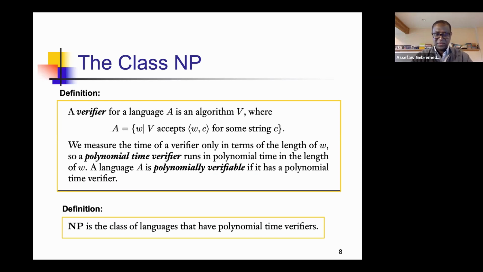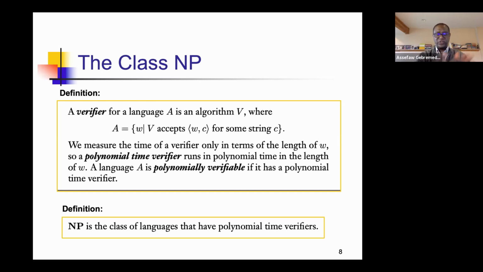But if somebody gives me the problem and also a certificate of some kind, a check, can I then verify it in polynomial time? Can I know whether what you've given me now as a solution does in fact is a solution? Can I verify that in polynomial time? When I do that, then we will call that class NP.